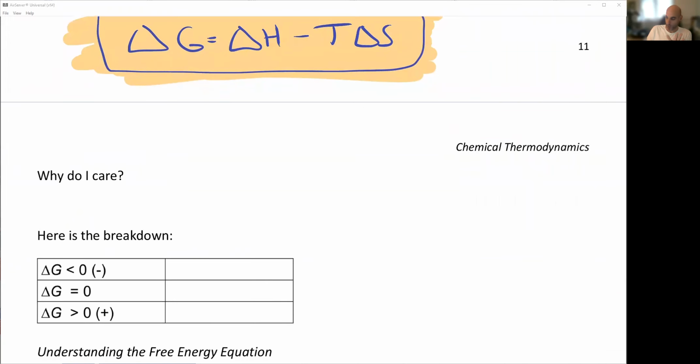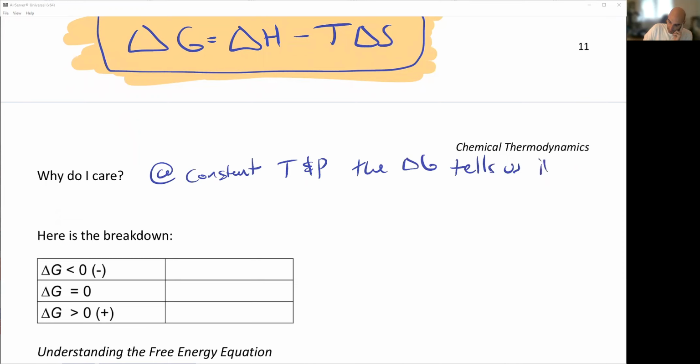So this is the most important equation. We're going to use this a bunch and look at it in a bunch of different ways. Why do we care about the Gibbs free energy? Well, at a constant temperature and pressure, the delta G tells us if a reaction or process is spontaneous or not. That's why it's important, because we can figure out if something is spontaneous or not. If we're trying to create a new reaction, or do some new thermochemical reaction, we can find out how spontaneous it is just by doing a little bit of math, just by looking up values.